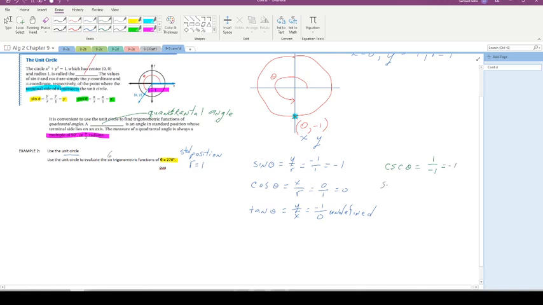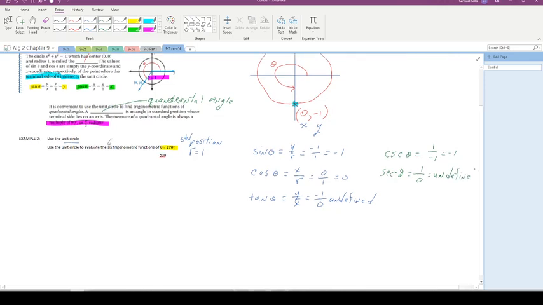Then we have the secant of theta, which is equal to 1 over 0. Oops, problem again, which means this one is now undefined. That means it doesn't exist. So it's undefined. That is the answer. And then we have the cotangent of theta, which is equal to 0 over negative 1, which is just 0.